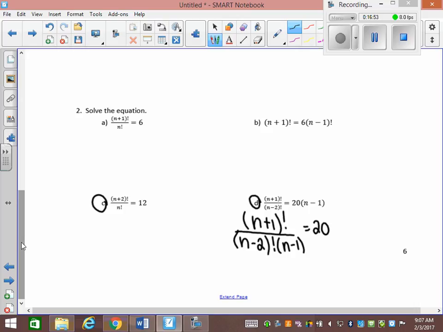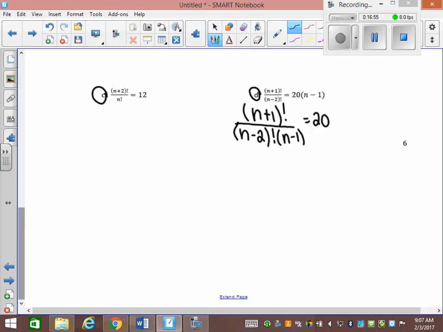Now, could I make this n minus 1 join this n minus 2 factorial? What's n minus 1 times n minus 2 factorial? Just n minus 1 factorial. Because if I went n minus 1 times n minus 2, and n minus 2 factorial keeps going, times n minus 3 times n minus 4 times n minus 5 times n minus 6, correct? It would just be n minus 1 factorial.